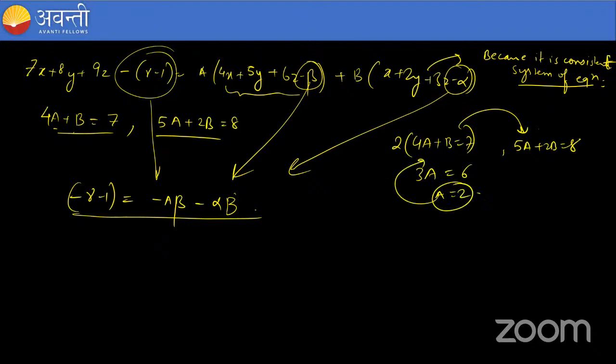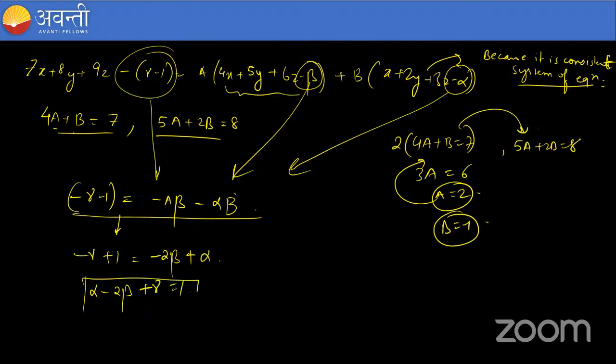And if you substitute this a value in this equation, b value will be minus 1, right? So b value will come out to be minus 1. So here I can write down as minus gamma plus 1 equals minus 2 beta plus alpha, right? So I can write alpha minus 2 beta plus gamma equals 1. So this is our equation that we have got. Now alpha minus 2 beta plus gamma is equal to 1. We found out, right?